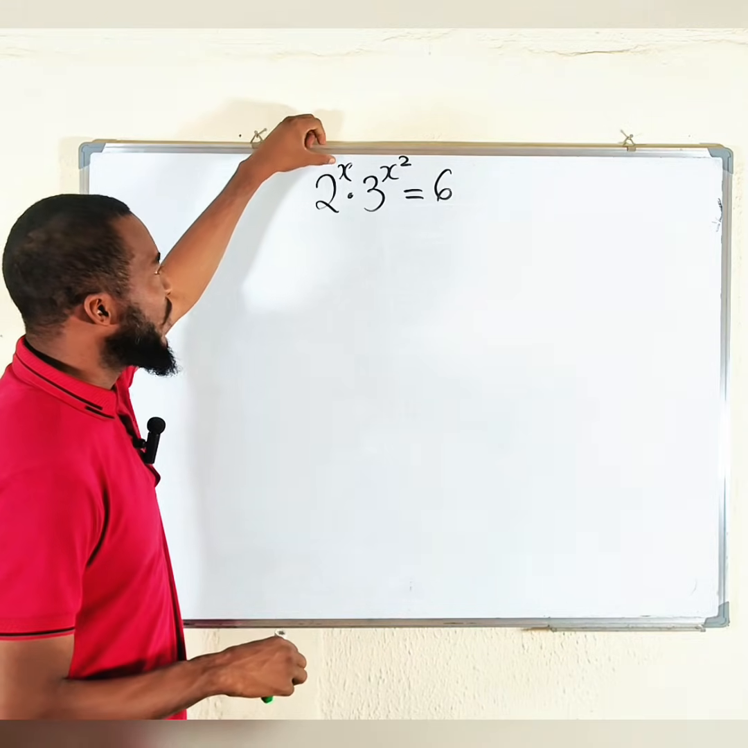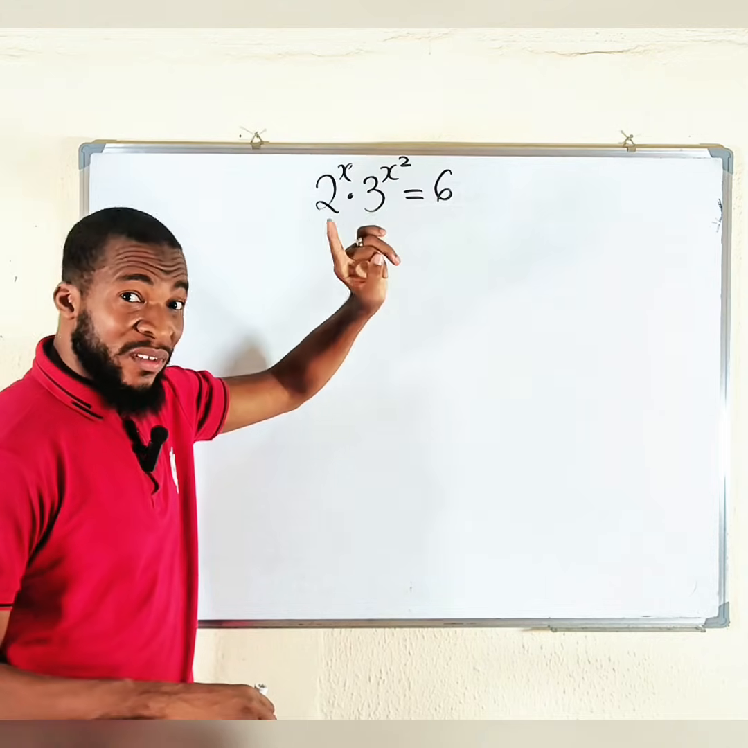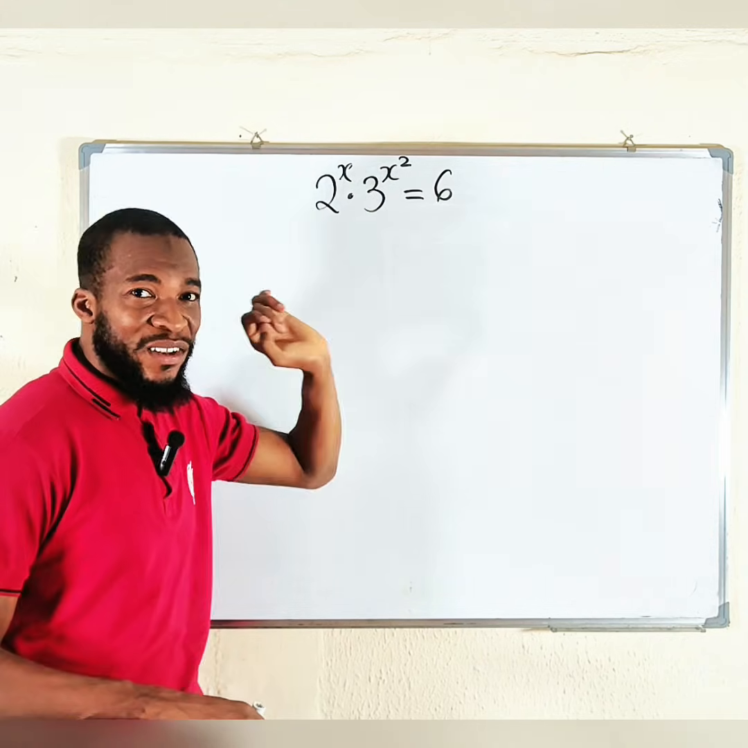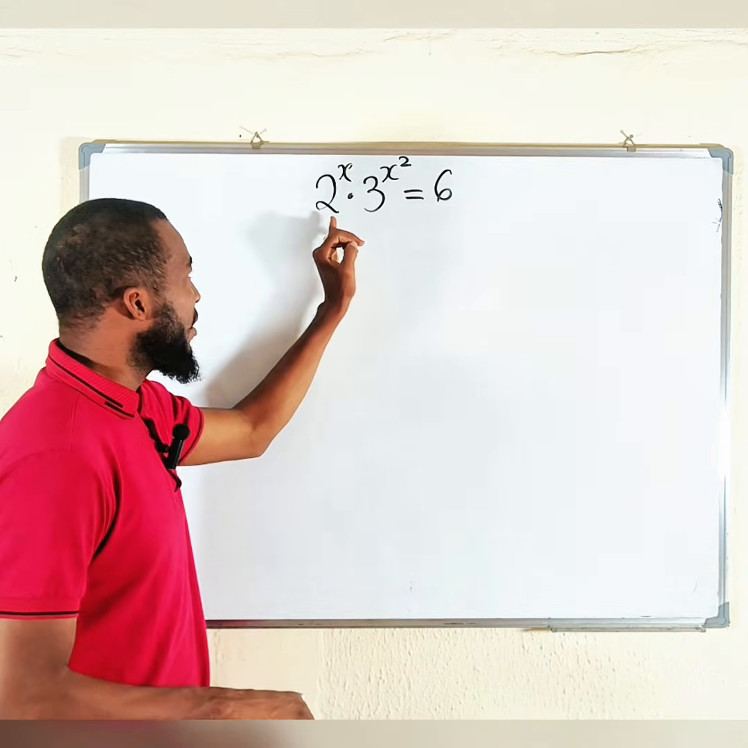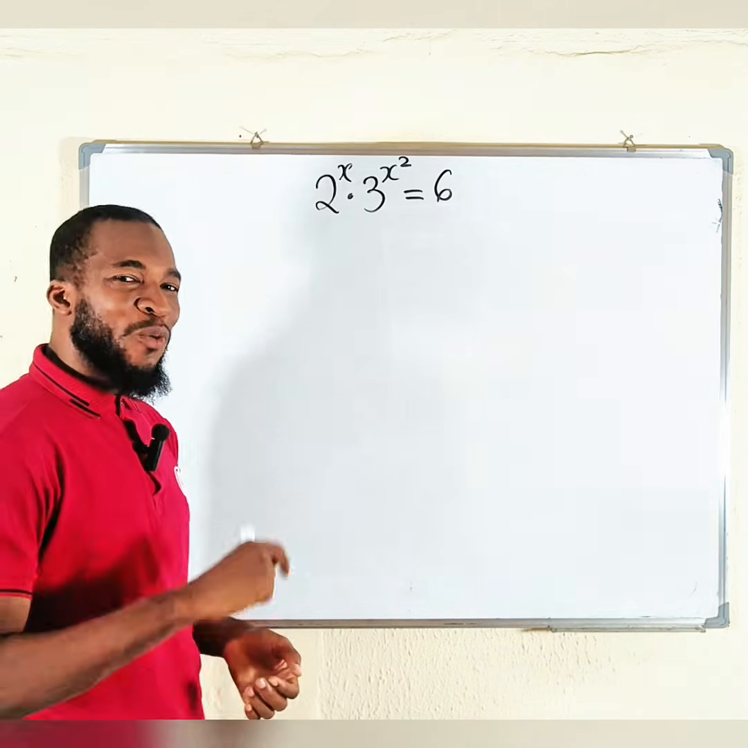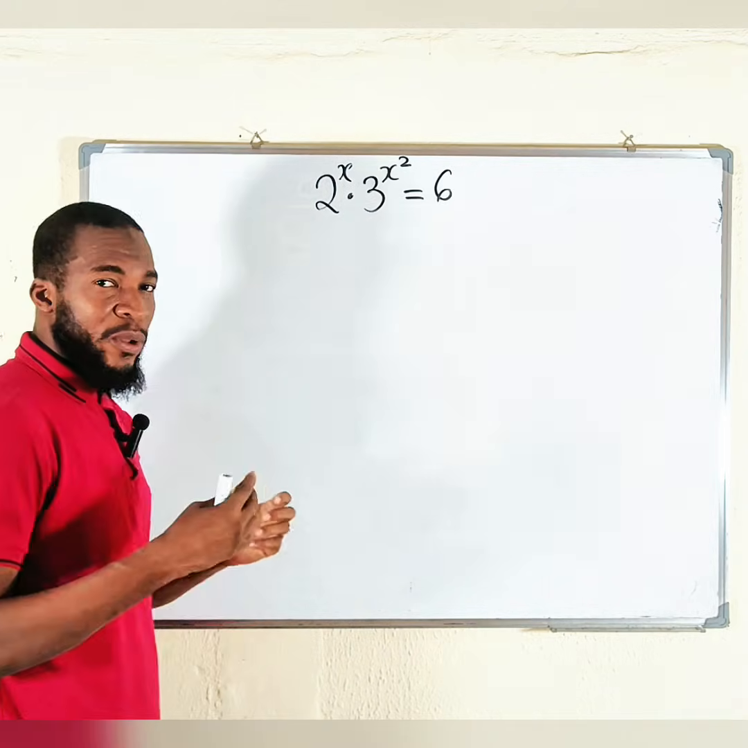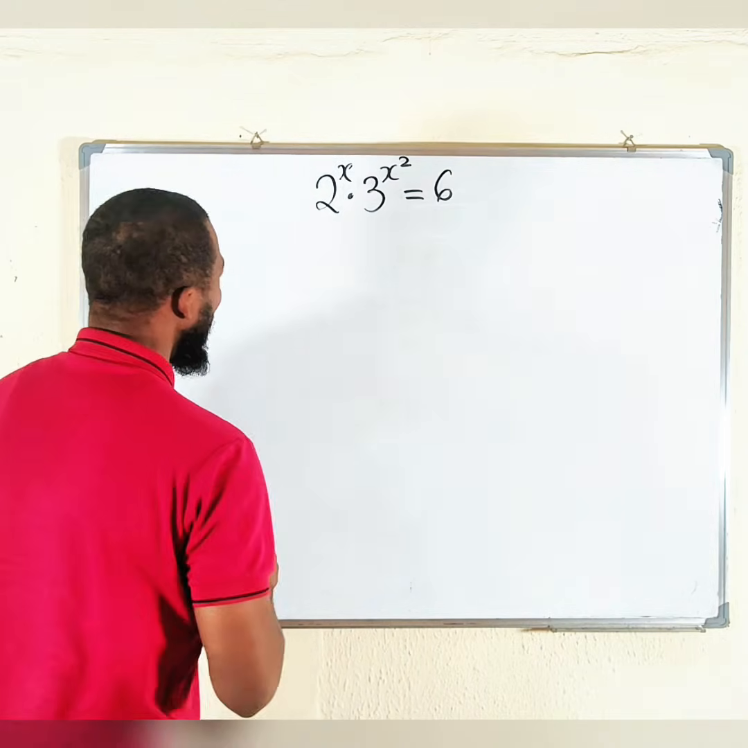x is 1, you have 2 to the power of 1, which is 2. X squared is 1 squared, which is still 1. And 3 to the power of 1 is still 3. So you just have 3 times 2, or 2 times 3, which is 6. So 1 is a solution. But we have another solution. And I think let us introduce logarithm to find that other solution.